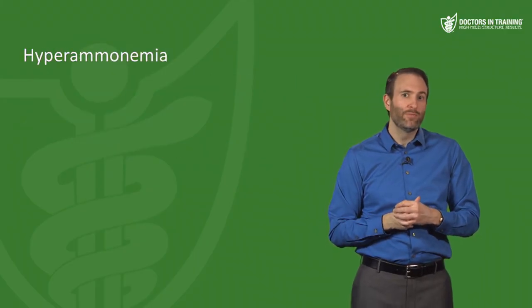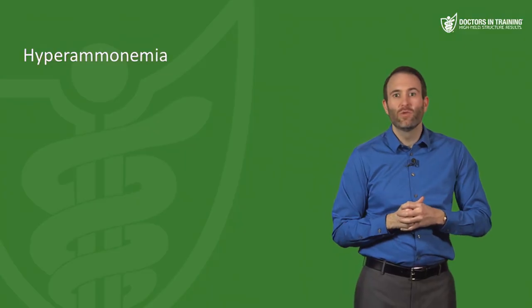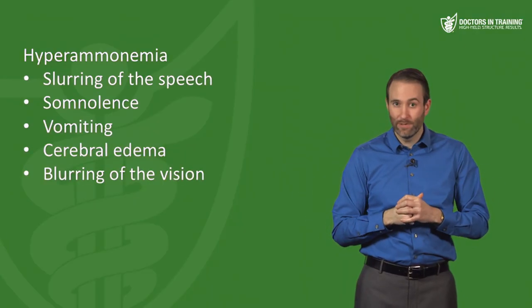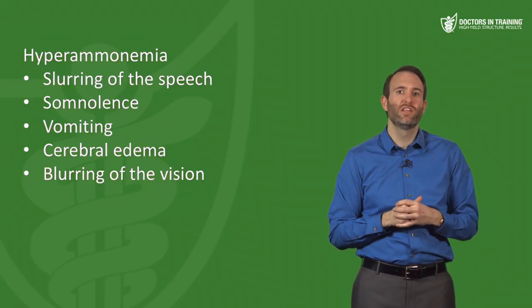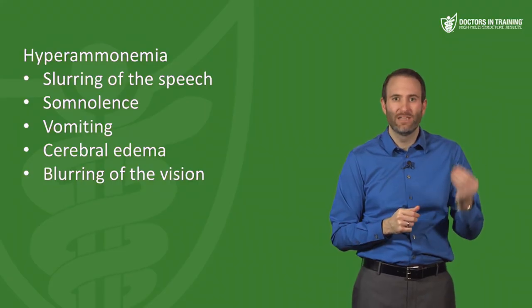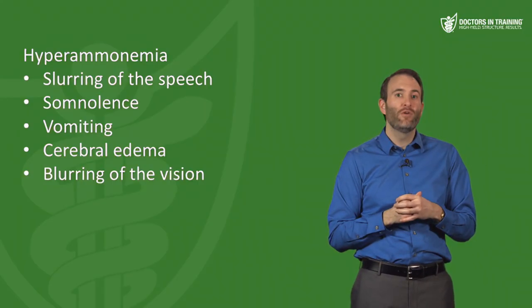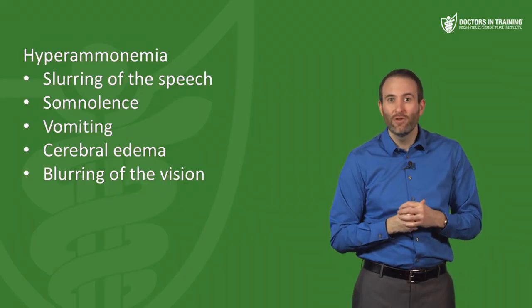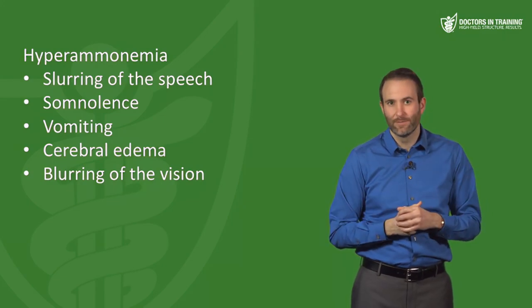So what are the symptoms of hyperammonemia, that elevated ammonia? Patients will have slurring of speech, they'll have somnolence, vomiting, cerebral edema, and even a blurring of the vision as well. Now, we refer to this constellation of symptoms as hepatic encephalopathy. So again, you can see this with liver disease or if you have a specific urea enzyme deficiency. And again, the most common urea enzyme deficiency is the ornithine transcarbamylase deficiency.